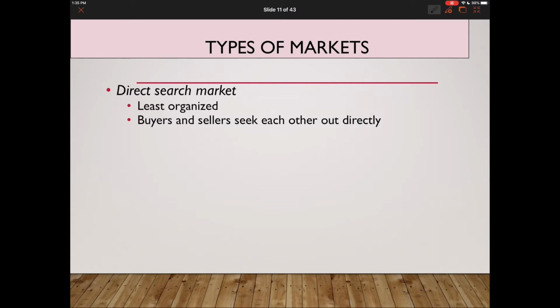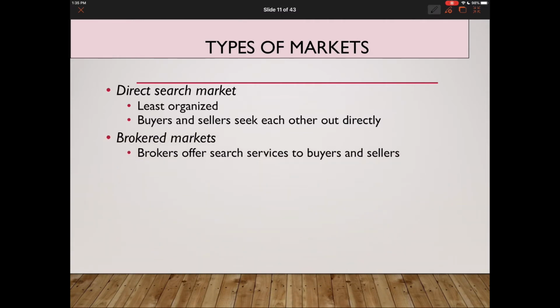Some examples of a direct search market would be you posting a classified ad to sell something. So posting a classified ad in a newspaper or posting an item on Craigslist would be an example of a direct search market. Next type of market is a brokered market. This is where brokers offer search services to buyers and sellers for a fee. You can think of the real estate market. You can also think of primary security markets as being brokered markets.